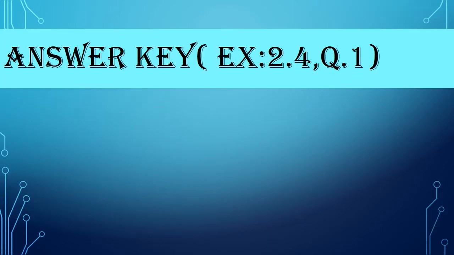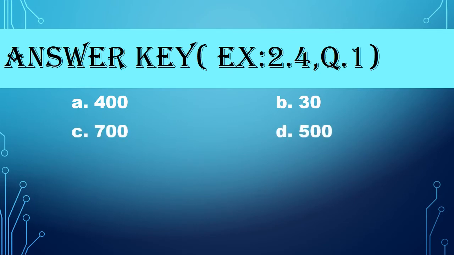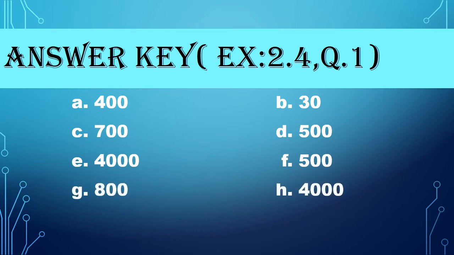So here are the answers of your exercise 2.4 question number 1. A is 400, B is 30, C is 700, D is 500. E is 4000, F is 500, G is 800 and H is 4000. Have you all done it correctly? Congratulations, children.